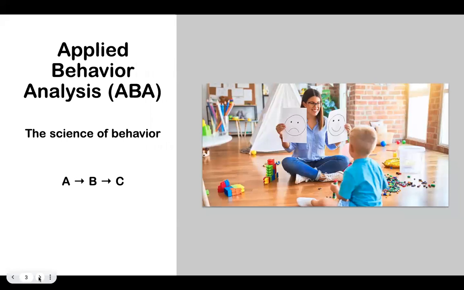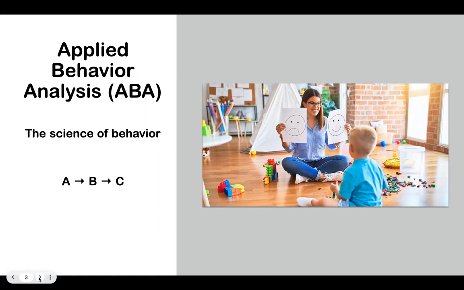Applied behavior analysis is the science of behavior change. It helps us understand how to teach new behavior and improve behavior. This science emphasizes that in order to understand behavior, we must understand what comes before and after it. This is demonstrated by the A, B, C sequence.